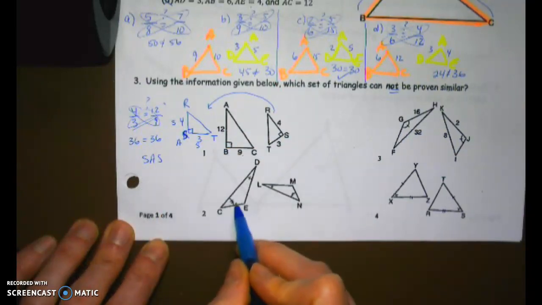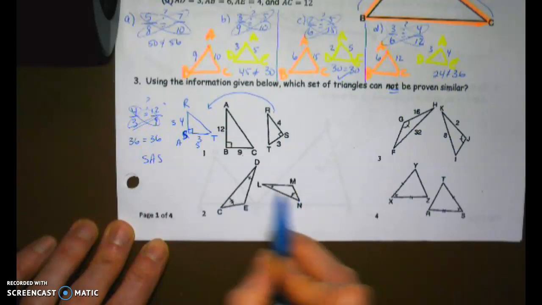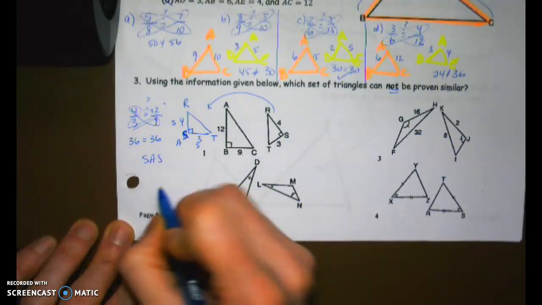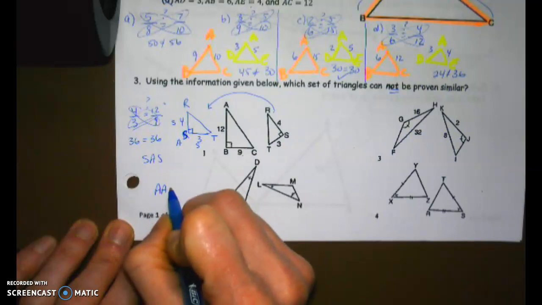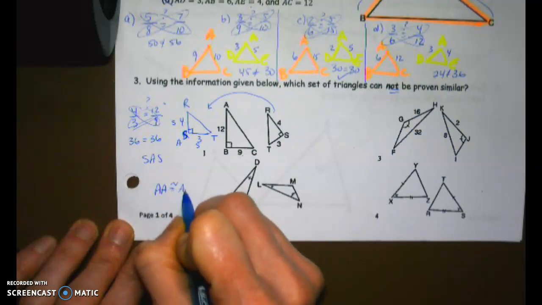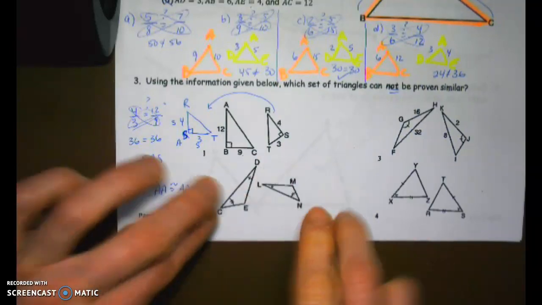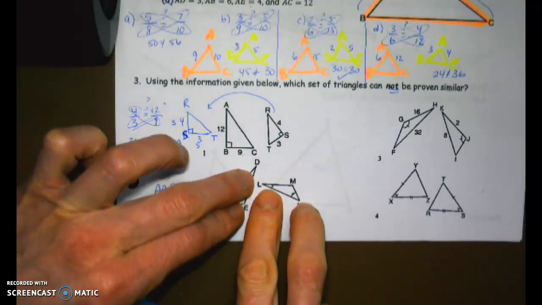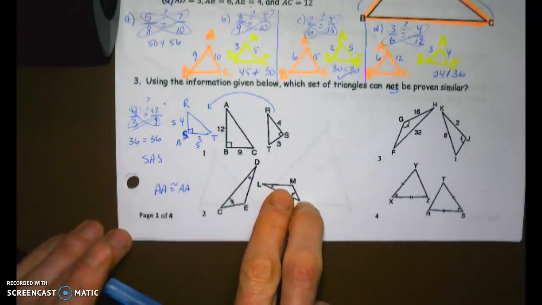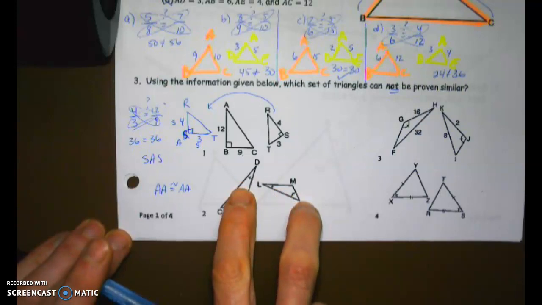Okay, down here it shows me that these two angles are congruent and these two angles are congruent. So these two triangles are similar because when you have two angles of one triangle congruent to two angles of the other, then the third has to be true as well. So that is also another method of proving triangles similar.